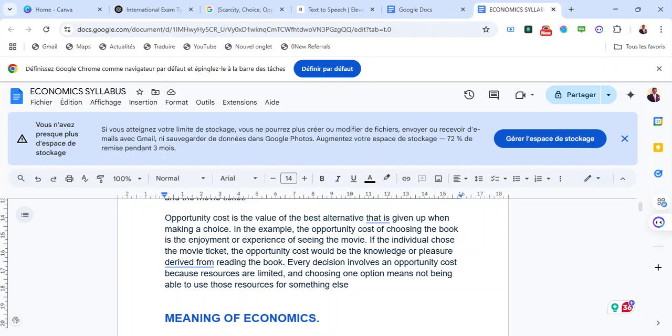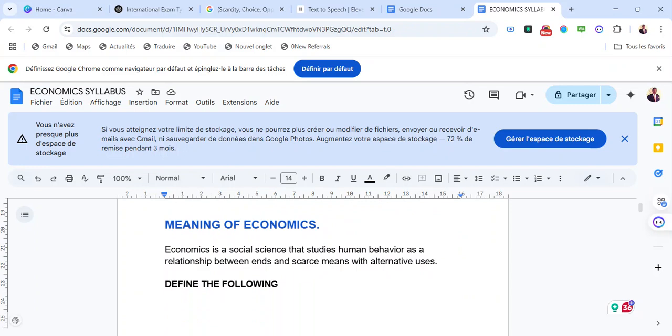Now it says every decision involves an opportunity cost because resources are limited, and choosing one option means not being able to use resources for something else. So that is it about scarcity. That is it about choice. That is it about opportunity cost.